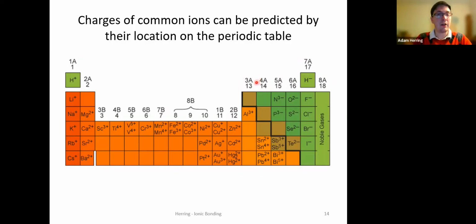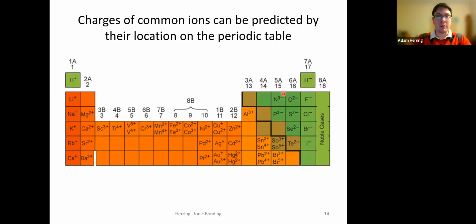It turns out that the number of the main group gives an indication of what common charge they have. For main group elements in 1A, because they have 1 valence electron, they tend to lose 1 valence electron, so they will have a positive charge of 1. Elements in the group 2A tend to lose 2 electrons and have a positive 2 charge. Group 3A is positive 3. We'll come back to group 4A in a minute.